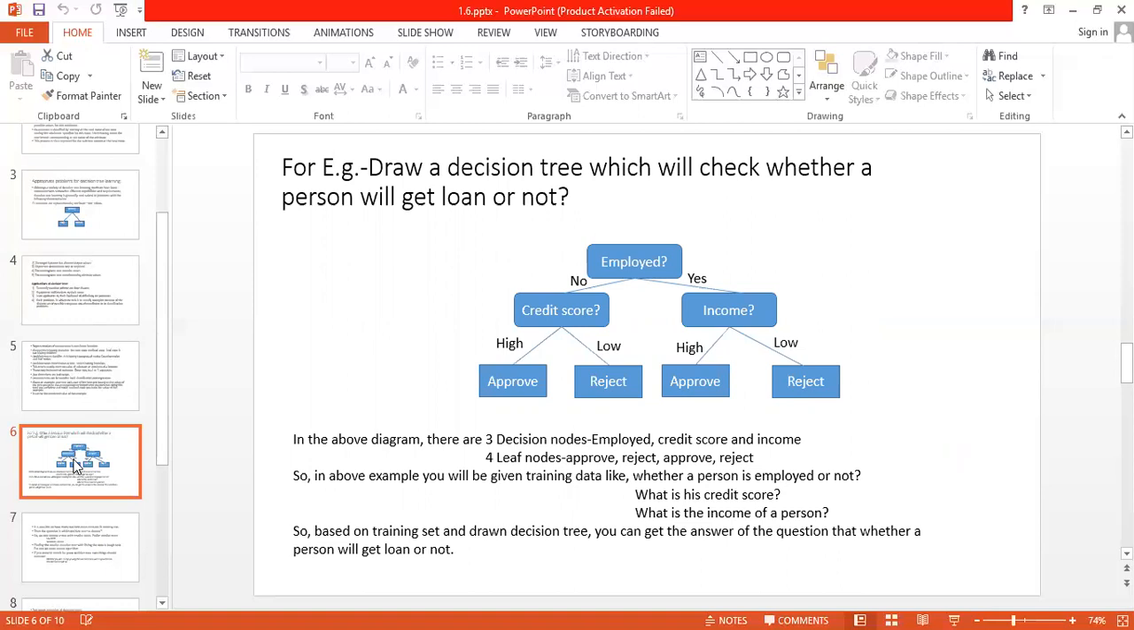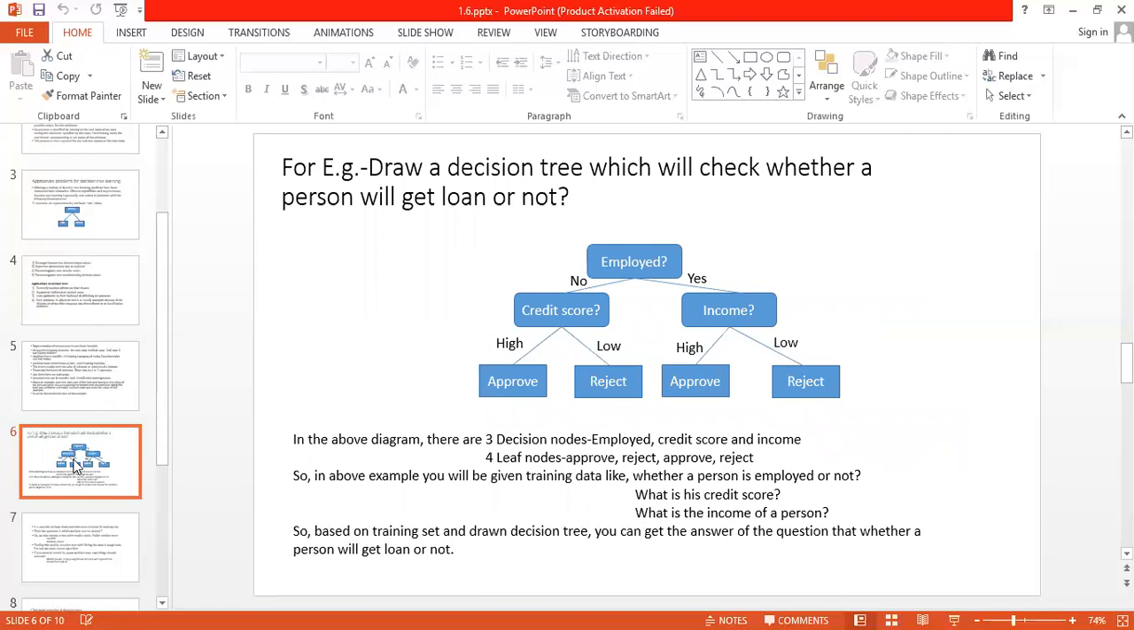So in this above diagram, there are three decision nodes: employed, credit score, and income. So these three are the decision nodes because where we are going to take some decisions. Four leaf nodes are there: approve, reject, approve, reject. Why to say leaf nodes? Because it does not contain any children.